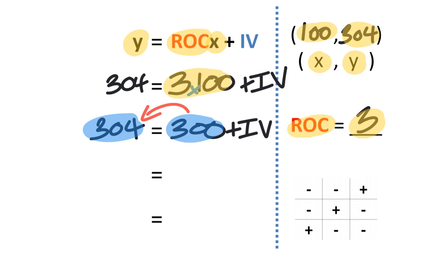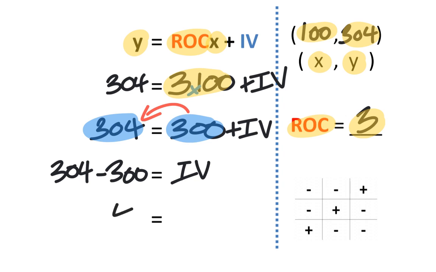Remember, generally speaking, you want to keep numbers and variables on separate sides of the equation. When you move a term over the equal sign, it becomes the opposite. So it is no longer 300, it is now negative 300. And the initial value is going to stay the same on the other side. I've just removed the positive sign because you don't really need it. Next, we're going to take 304 and subtract 300, which gives us 4. Therefore, the initial value is 4.